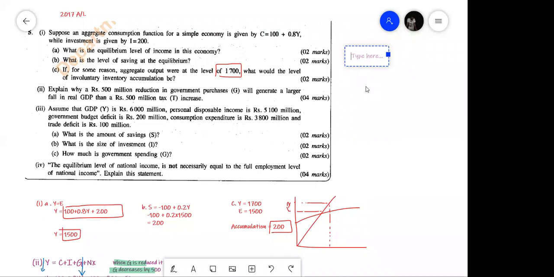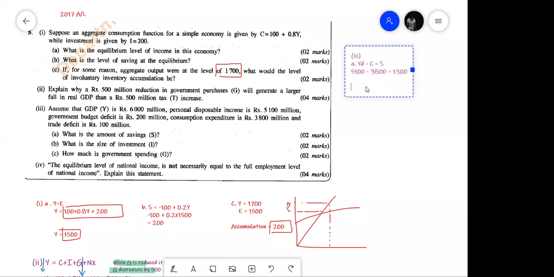Okay, so this is question number 3, part A. How do you find savings, guys? Savings is your disposable income minus your consumption, no? From your disposable income, a part you consume, a part you save. So YD minus consumption is equal to your saving. In this question, disposable income is 5,100 and consumption is 3,800. So this minus this, how much do we get? 2,300. That's your answer for part A.